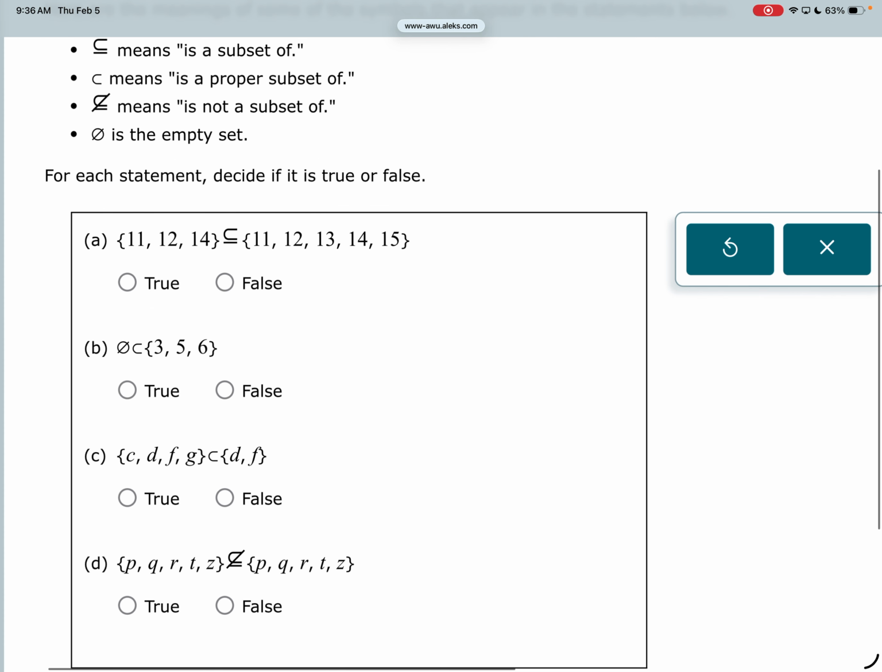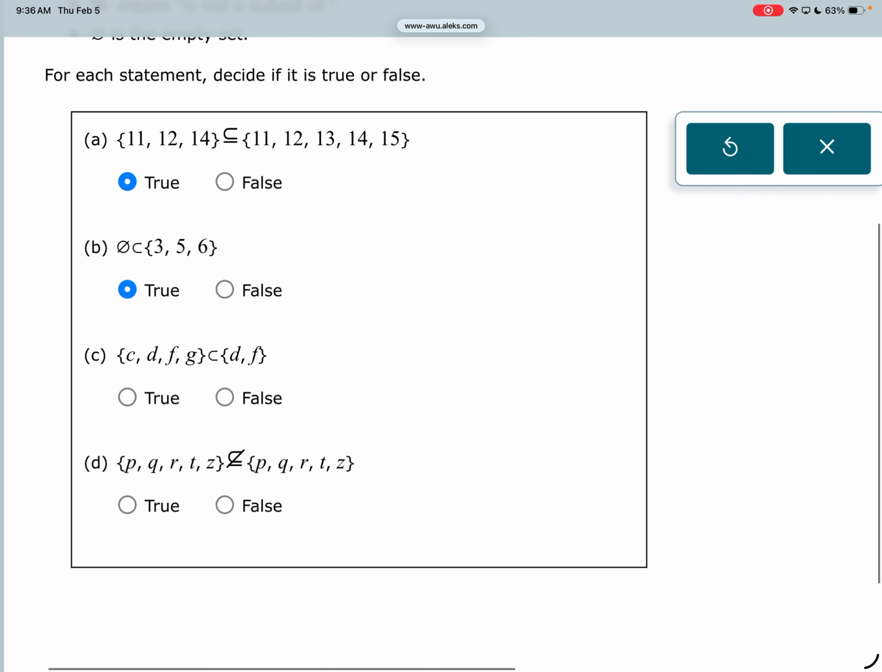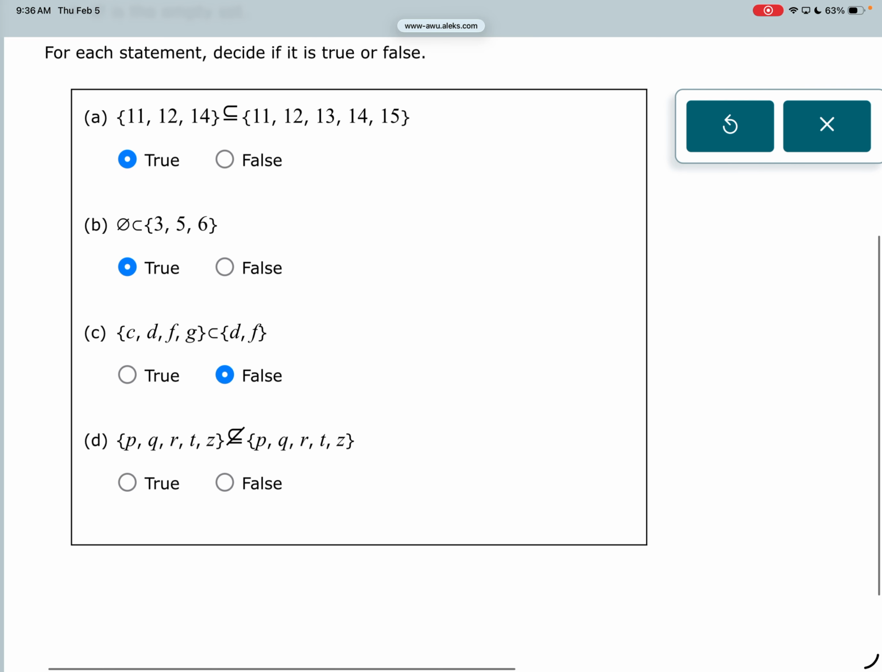All right, 11, 12, 14 is a subset of 11, 12, 13, 14, 15. That would be true. The empty set is a proper subset. There's not a line under that. That's how I know it's a proper subset. The empty set is a proper subset of 3, 5, 6. That is true, right? If I take away 3, 5, and 6, the set is still there. So the empty set does work. CDFG is a proper subset of DF. That's going to be false. Those are switched. DF should be a proper subset of CDFG. And then PQRTZ is not a subset of PQRTZ. That would be false. It is a subset. It is not a proper subset. Okay.